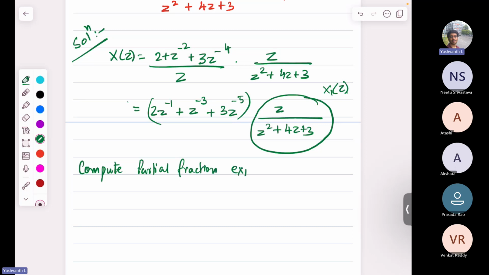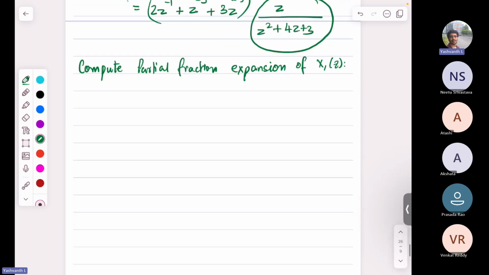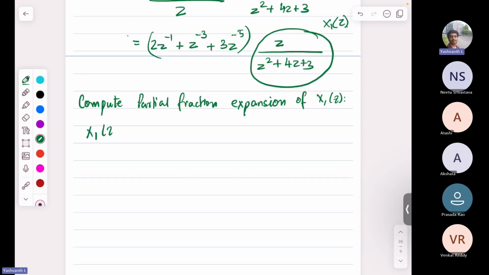I will tell you why I am splitting this into two factors. It will become clear after I write the partial fraction expansion of X1 of z. So basically, what is X1 of z? It is equal to z by z square plus 4z plus 3.